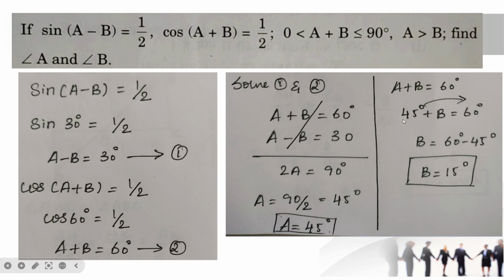Substitute A value, which is 45. 45 plus B is 60. So B will be, when the positive 45 goes that side, it will become negative 45. B will be 15 degree. So you just write angles as A equal to 45, B equal to 15, and you verify this. They said A is greater than B, right? Did we get that answer? Yes. So our answers were right.